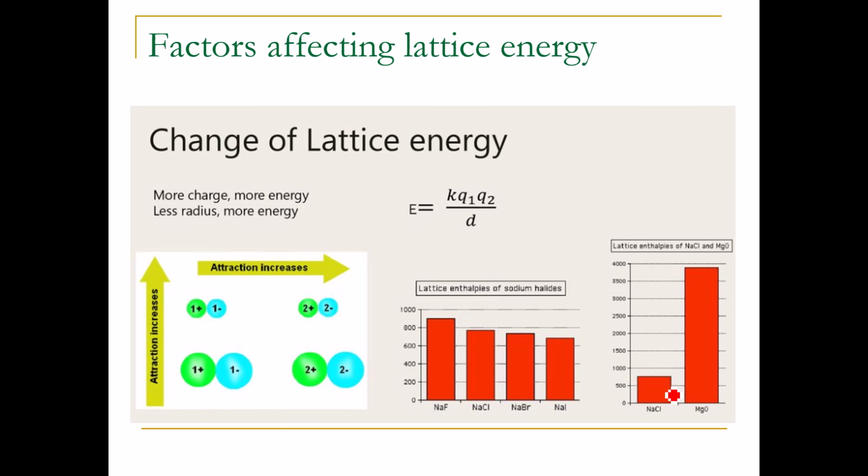We see a much larger effect based on the charges. As we go from a +1 -1 with sodium chloride to a +2 -2 with magnesium oxide, we see a huge jump in lattice energy. So charge plays a greater role in lattice energy compared to the size and the distance between the ions, but we can look at both characteristics to determine relative lattice energy values.